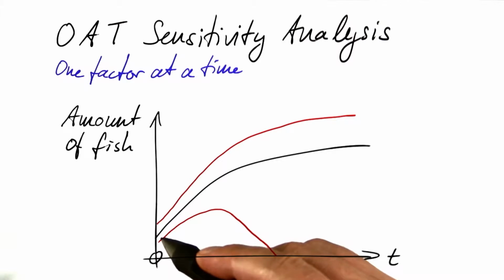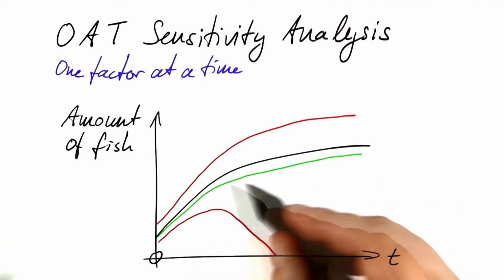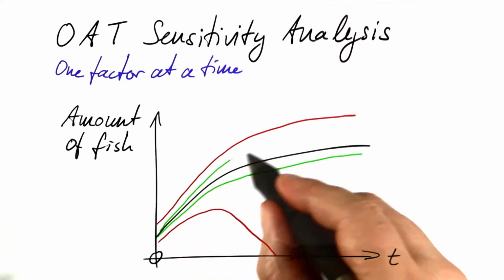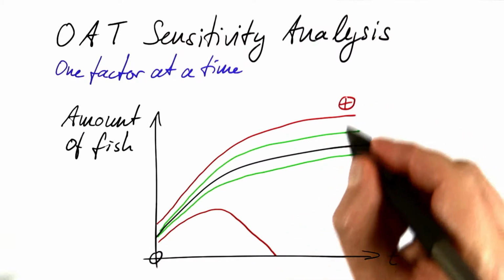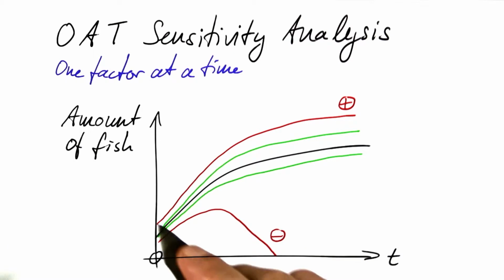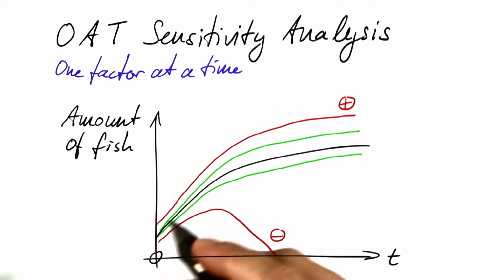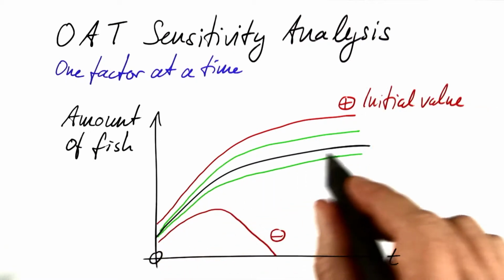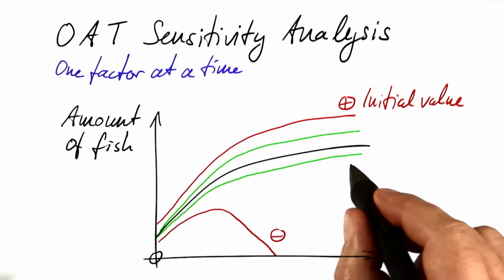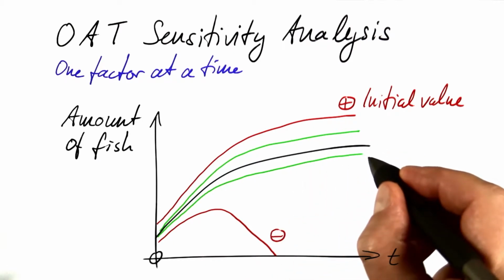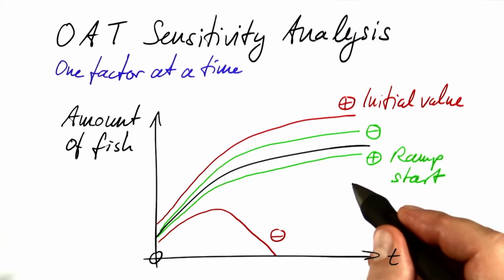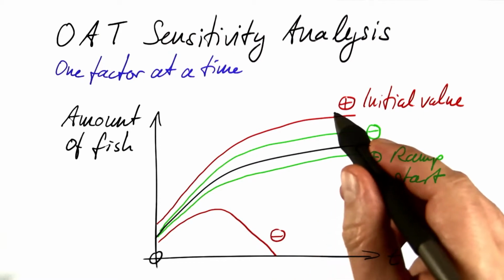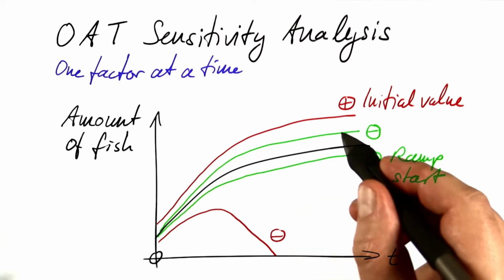Or we may not be able to precisely control the start of the ramp. If we start a little early, the total number of fish will be lower as if we start a little late. So as we change the single factors, sometimes the result goes up as we change a single factor, for instance, as in this case with the initial value. And sometimes, as we look at the upper limit of one of the factors, the result may go down, and it may go up as we look at the lower limit, like in this case for the time at which the ramp starts.